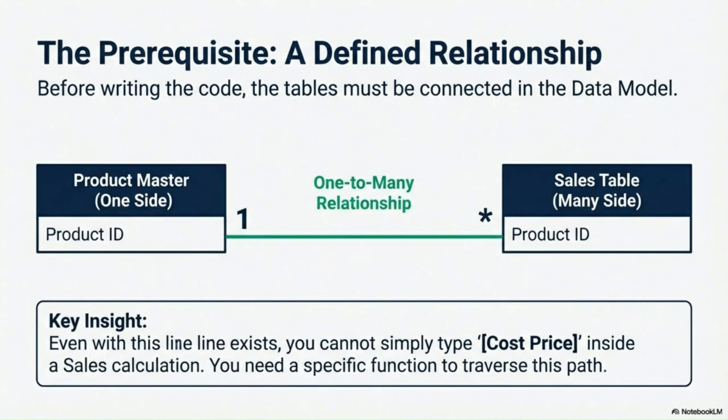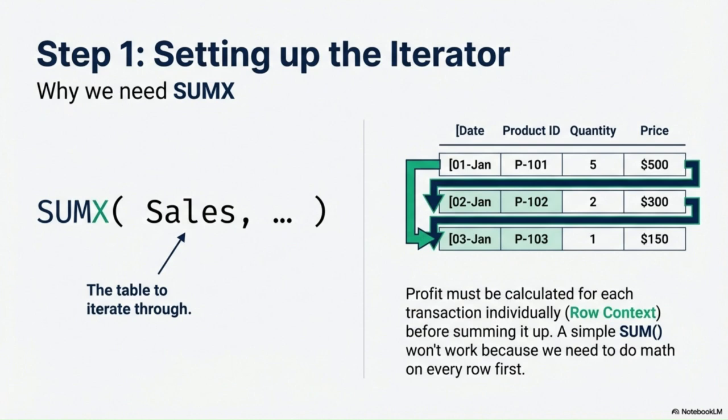Before using RELATED, one condition must be met. There must be a one-to-many relationship from the product master to the sales table, and product ID must be unique in the product table and repeated in the sales table. Without this relationship, RELATED will not work. Profit must be calculated row by row. That's why we use SUMX. SUMX iterates through each row of the sales table, calculates the profit per row, and then adds everything together. A normal SUM will not work here.